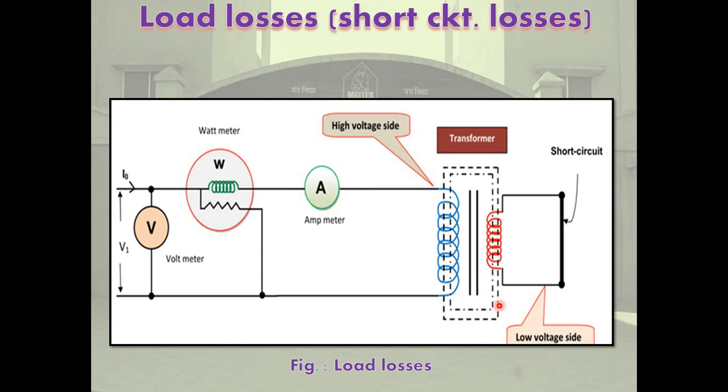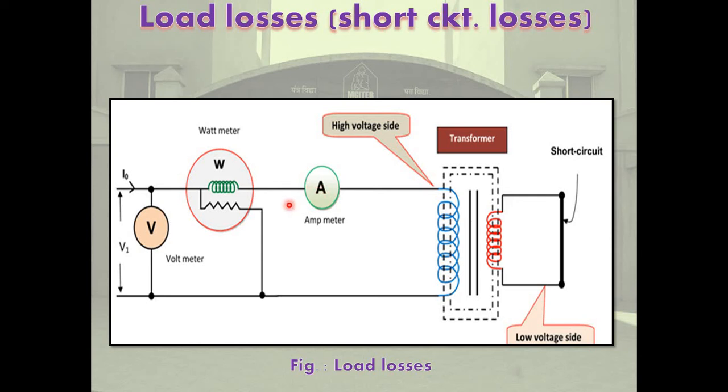In this test, the terminals of LV, this is LV side, are short circuited by means of a copper jumper. Three-phase transformer adjustable low voltage is applied to HV winding. The applied voltage is gradually increased till rated current is circulated through secondary winding. Supply voltage is only a fraction of rated voltage. 5 to 10% higher voltage will burn the winding. The measurement of primary voltage, primary current and power input, secondary current are made during short circuit test.